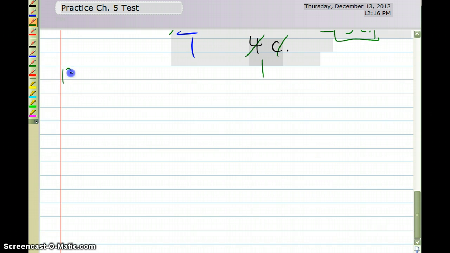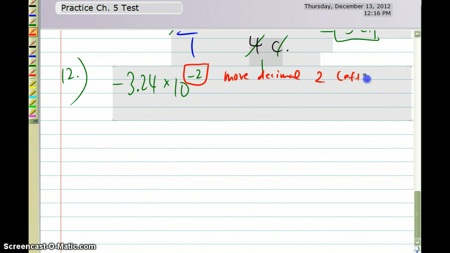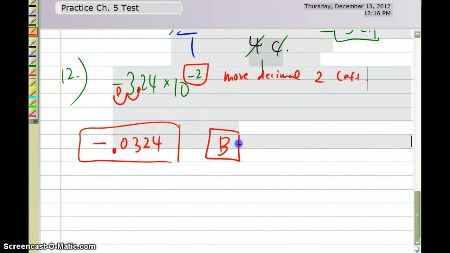Okay, number 12. I have negative 3.24 times 10 to the negative 2. Now, typically in scientific notation, we haven't talked about the negatives, but when we talk about negatives, then the negative number has to be between negative 10 and negative 1. And here, the negative 2 tells us that I move my decimal 2 to the left. So the decimal is going to go 1, 2. So I'm going to get point, add a 0, then a 3 and a 2 and a 4, and it's a negative number. So that's my answer for 12, the letter B.